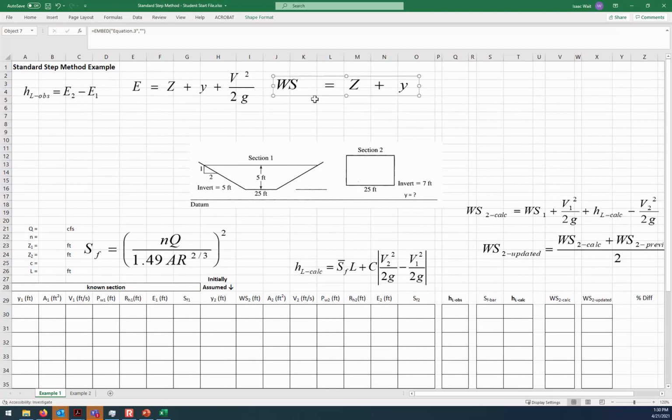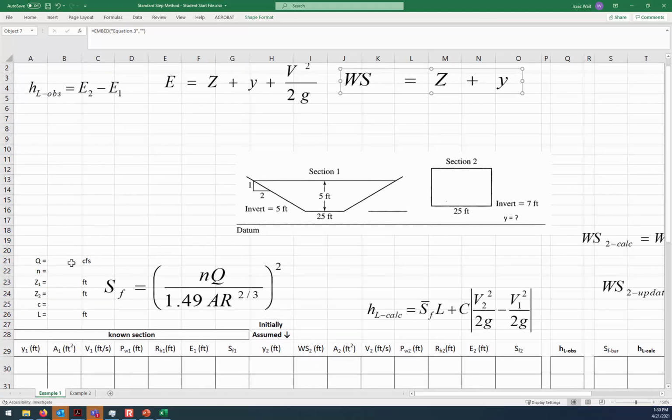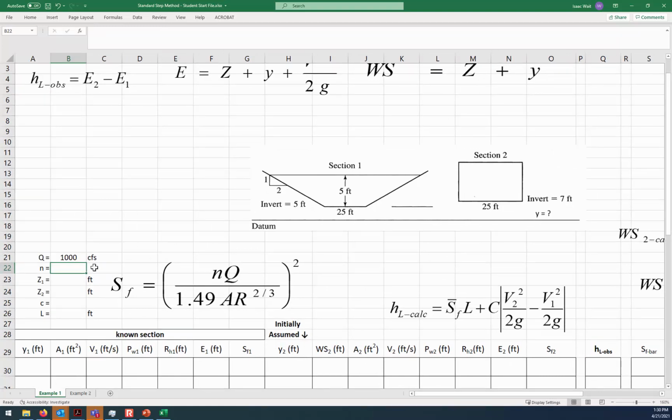Now these are the formulas that we're going to use as we go through this process. And let's also put in some of the known parameters. So for instance, our flow rate in this problem is given as 1,000 CFS. Okay, so we'll put in 1,000 there. Our N value, the Manning's roughness of the channel, is 0.05. Z1 is the elevation above the datum at the channel bottom. So it's 5 feet at the downstream section and 7 feet at the upstream section. And then our coefficient of expansion and contraction is described as 0.3. And then we have a 1,000 foot section length that connects the two.